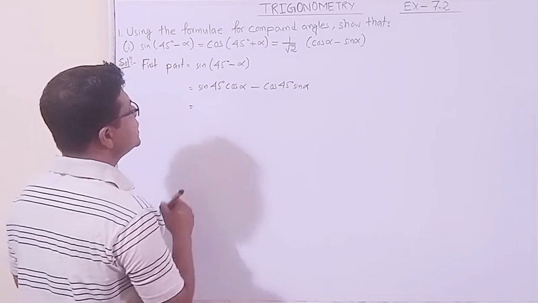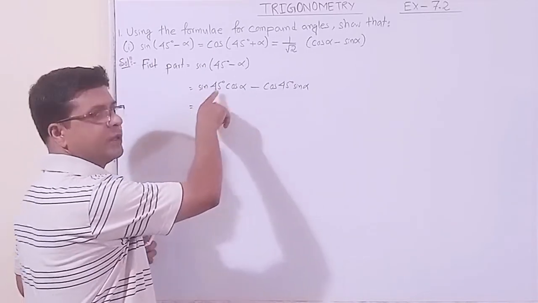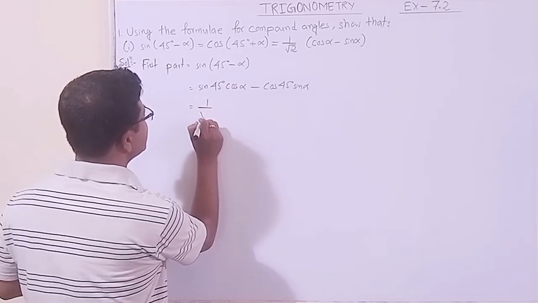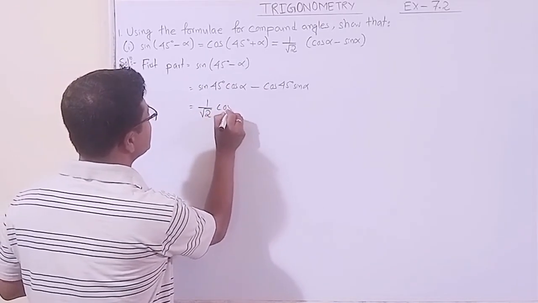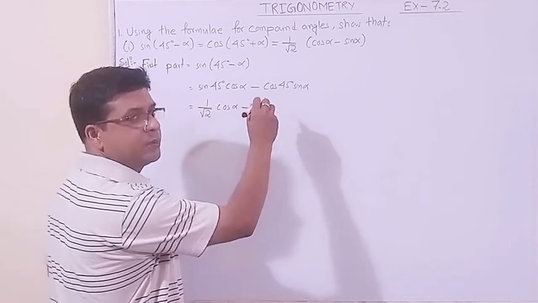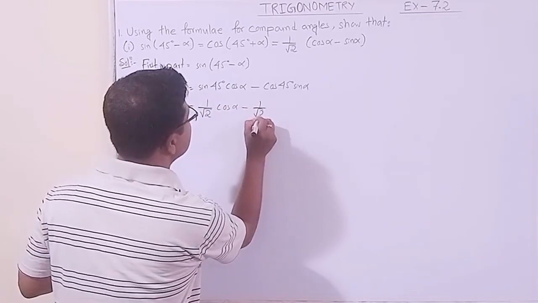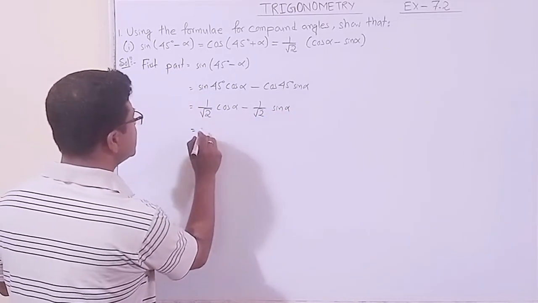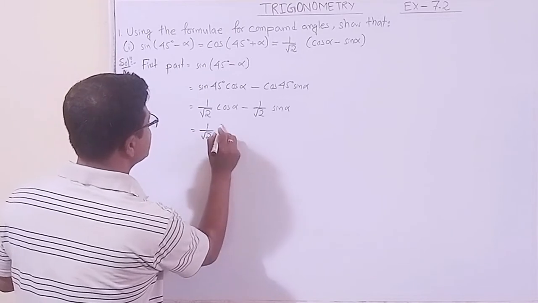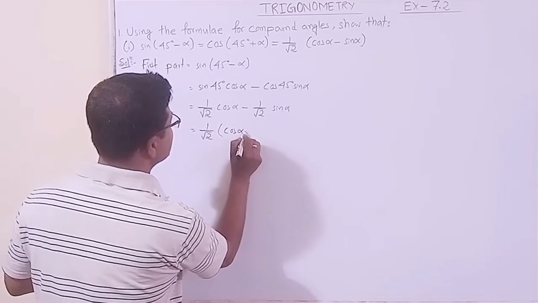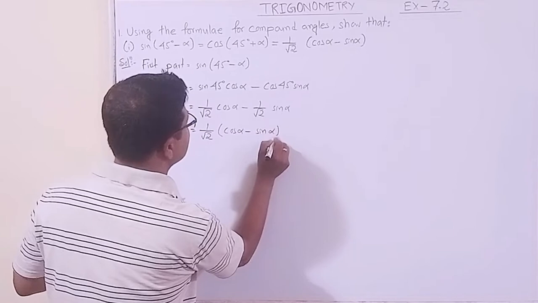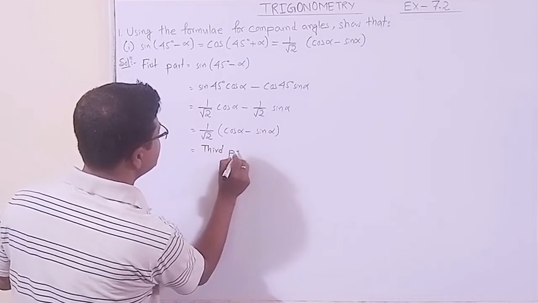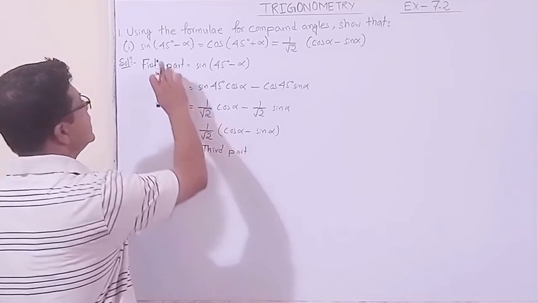Now we shall substitute the values of sine 45 degree and cos 45 degree. My dear students, we know that sine of 45 degree is 1 by root 2. This is cos of alpha minus, and cos of 45 degree is 1 by root 2. This is sine of alpha. Now from these two what is common? 1 by root 2. Then what will be left here? Cos of alpha minus sine of alpha. This is nothing but the third part. So we have proved that first part equal to third part.